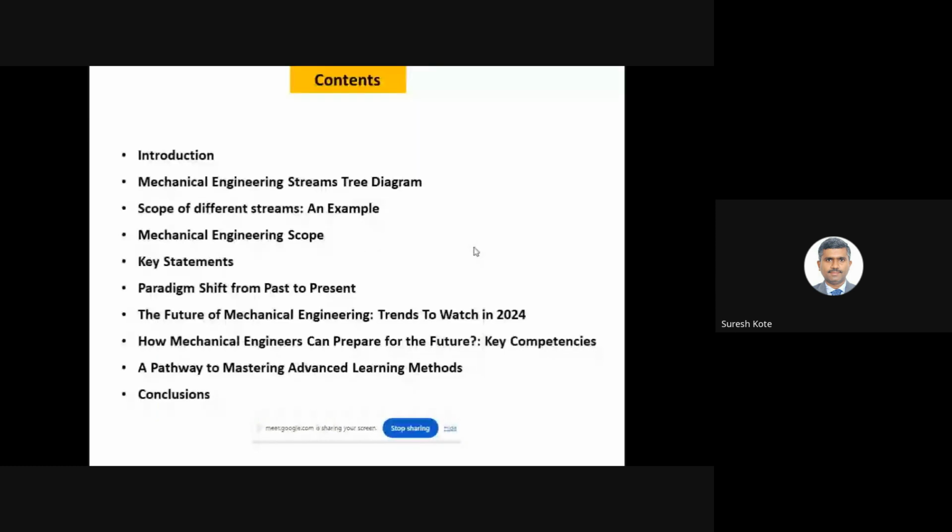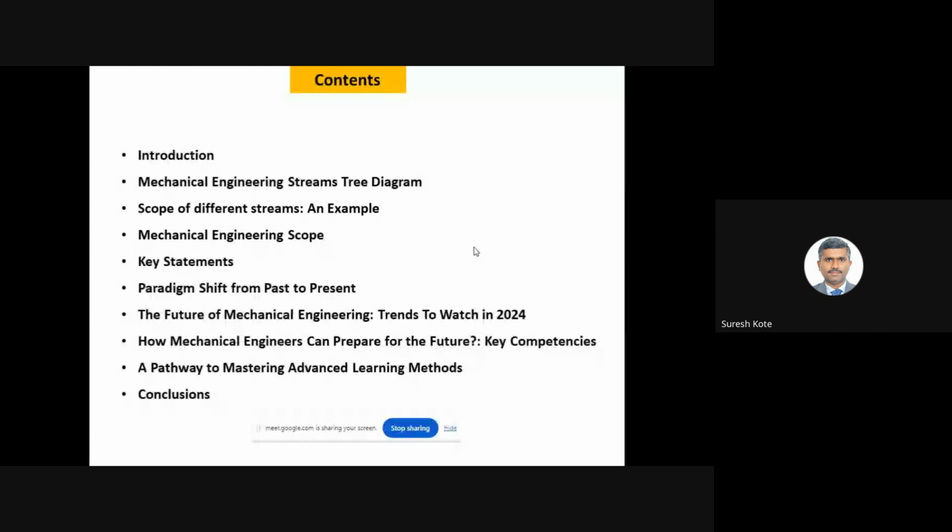So I have prepared these contents. These contents are prepared based on my exposure and interaction with the eminent personalities in the field of mechanical engineering. So the contents are introduction, mechanical engineering stream tree diagram. Next is the scope of different streams, an example I am producing. Next, mechanical engineering scope in the different industries. Next, key statements which I have taken from interactions with the eminent personalities. Just I have put in these slides.